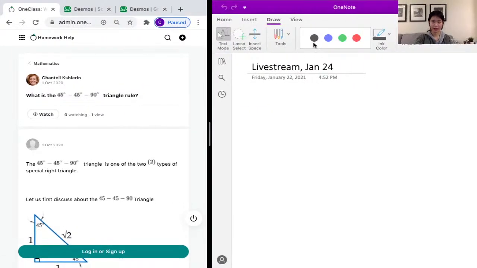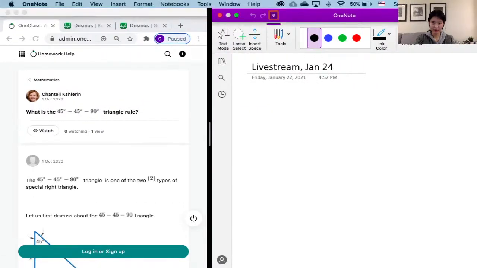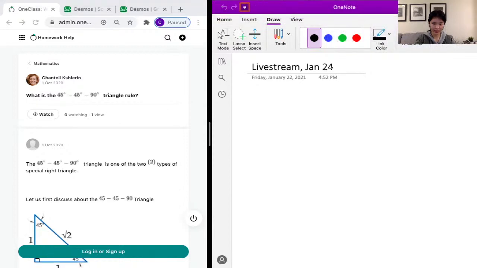So here's our first question for today. Our first question is asking us, what is the 45, 90 degrees triangle rule? I guess not many people call it that way. Most people just call it special triangles. We have two special triangles in trigonometry, and one of them is 45, 90 degrees.